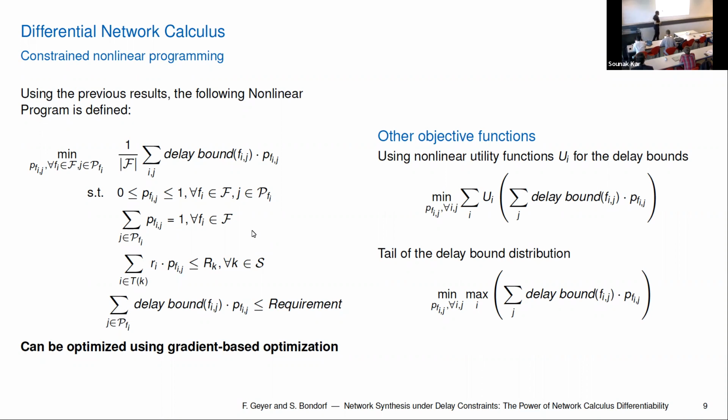And what else do we have? Here, this is the stability constraint, so the incoming rate does not exceed the server rate. Plus, this one is also an interesting part: we can put in external requirements for the delay bound, so upper bounds that are required not to be overshot, as additional constraints. And this can then, if the delay bound expression is differentiated, be optimized with gradient-based optimization techniques.